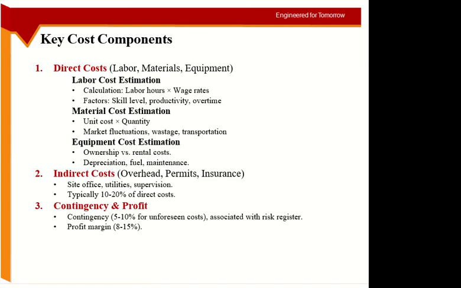Okay, and then in terms of the expenses, you can divide them into 2 or 3 things. We have direct cost, indirect cost, and we have the contingency and the profit, something which is outside the expenses of the project.